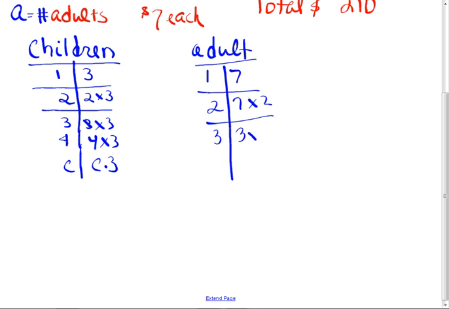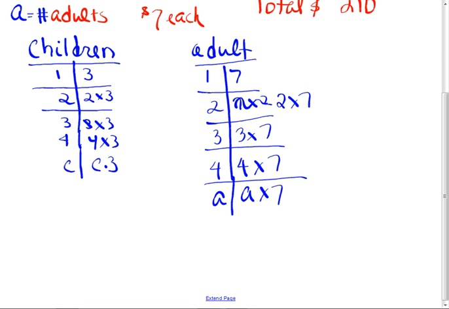3 times 7. Let's write this the other way, 2 times 7. What if you do 4? 4 times 7. What if you do A? A times 7. Okay, so how much money do you make?